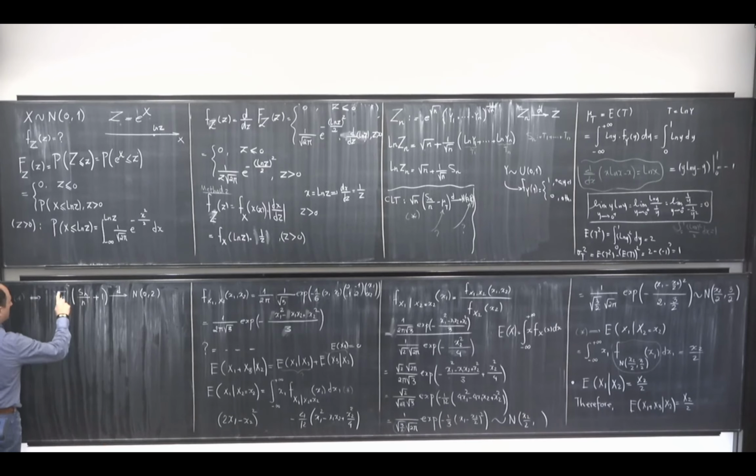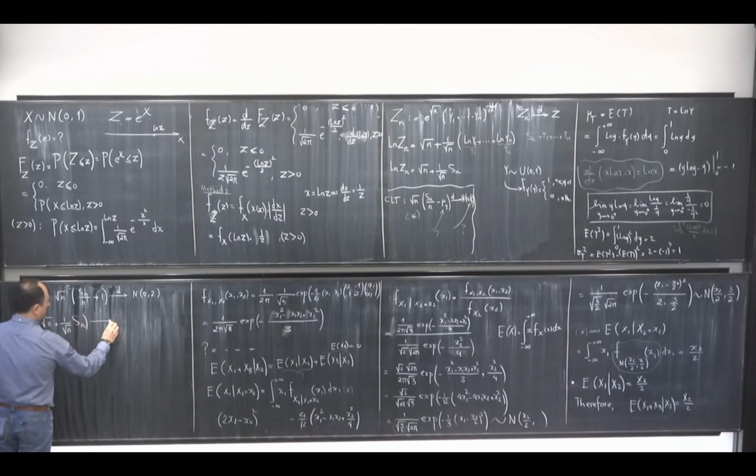But then I multiply this in. So if I multiply this in, it becomes square root of n plus square root of n divided by n can be written as this. This means that this goes to N(0, 2). Yes?